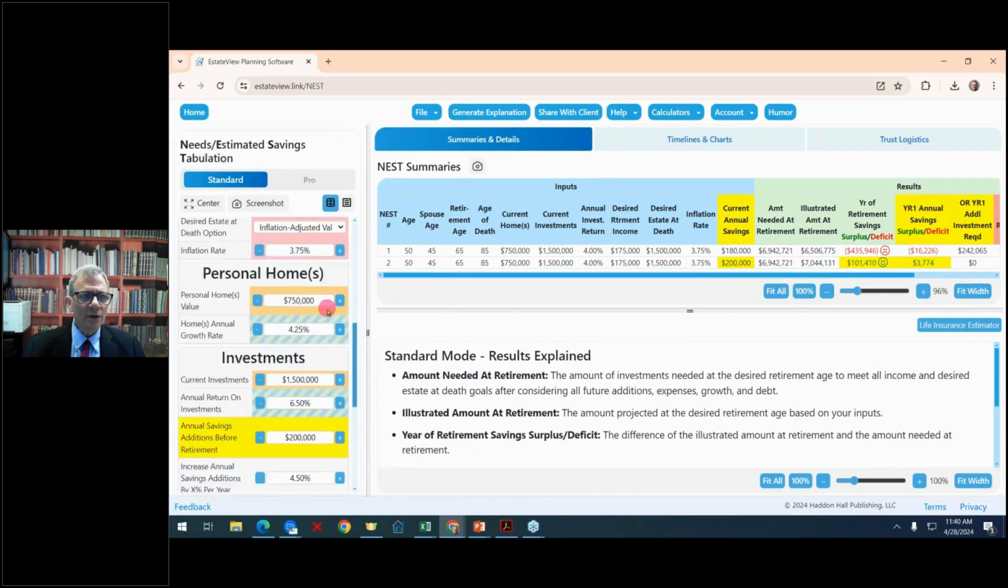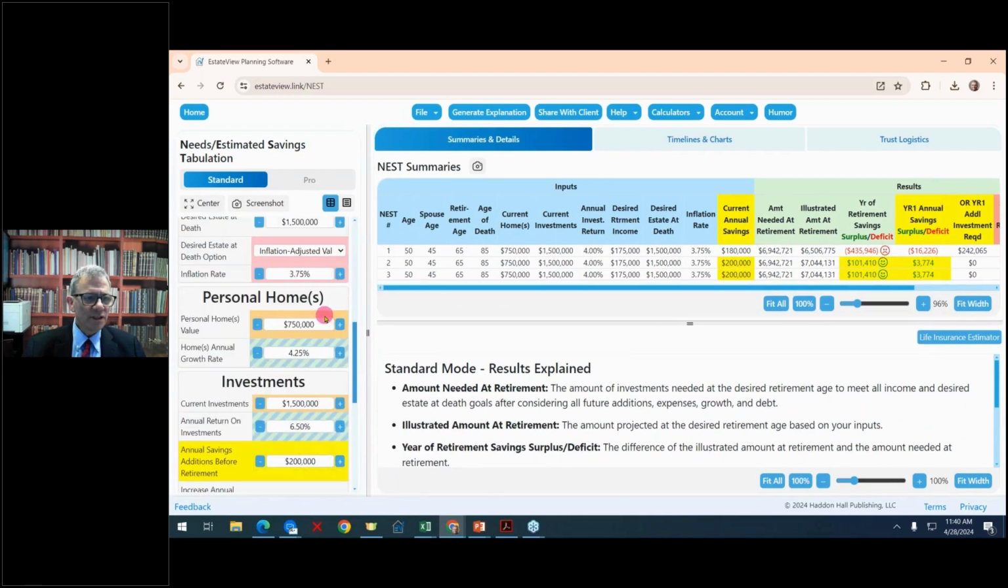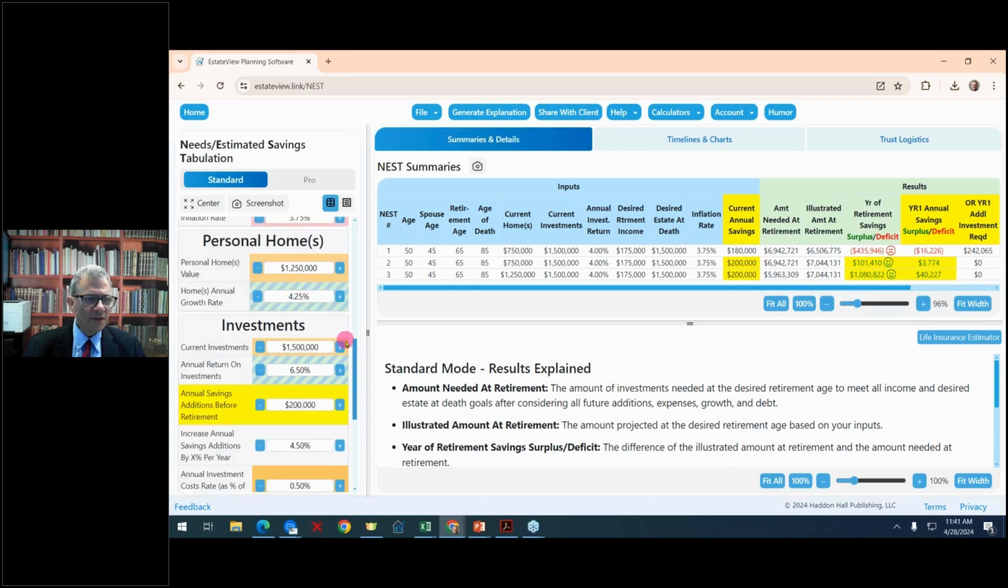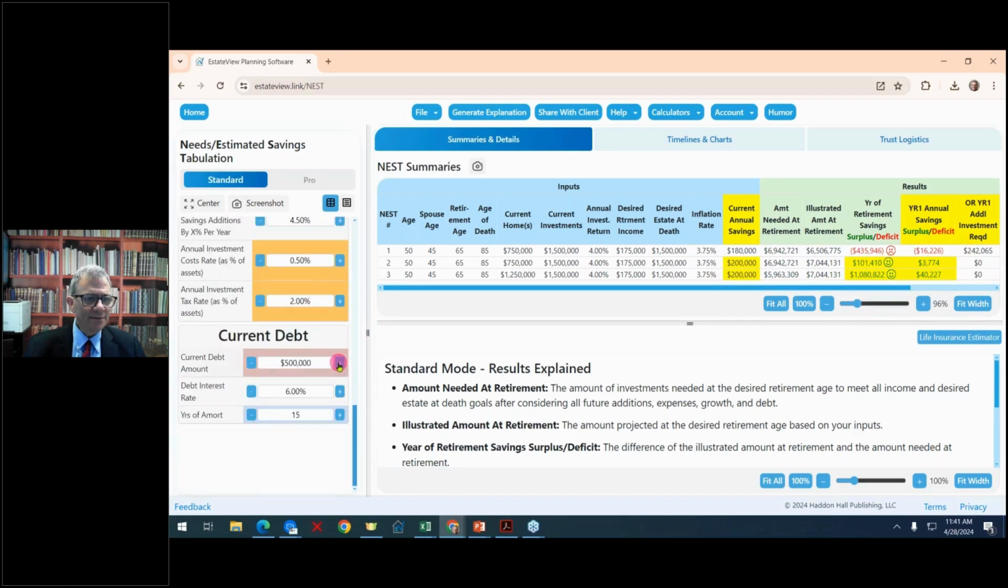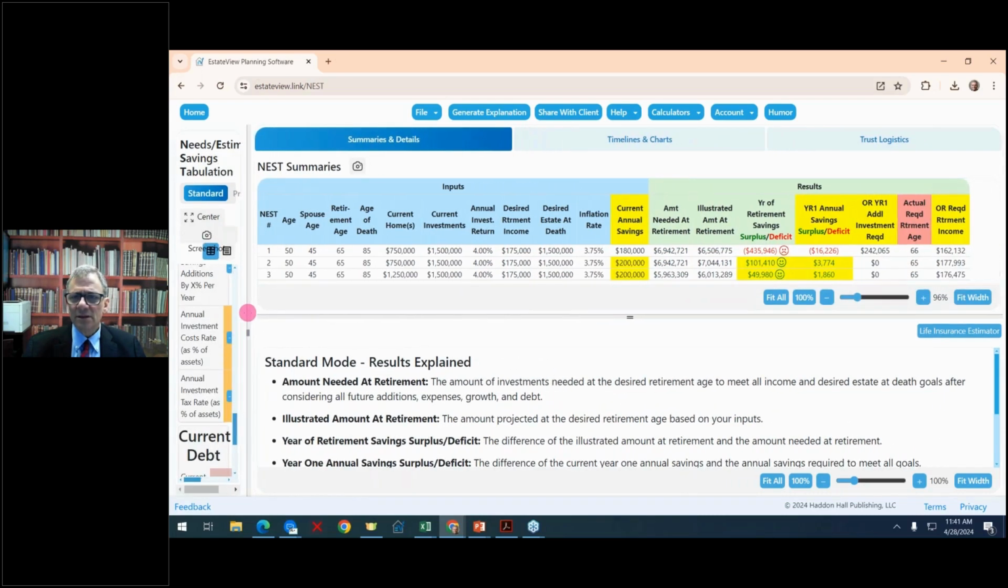But then they have another question for you, and this is a common question. The common question is, we'd like a bigger home. So instead of a 750 home, we would like to have a 1,250,000 home. So we'll have another $500,000 of debt. So I'll click up the home to 1,250,000, click up the debt to 1,000,000, and now they're barely going to make it if they can continue to save the 200,000 above and beyond paying for the home.